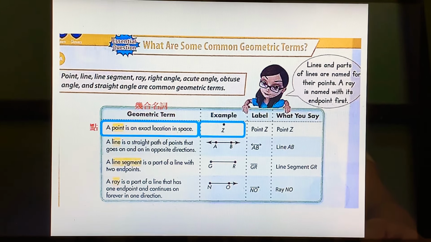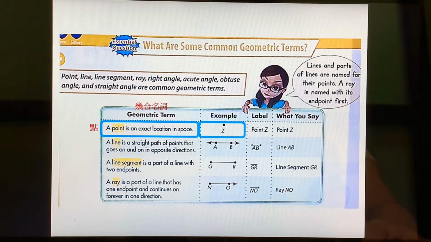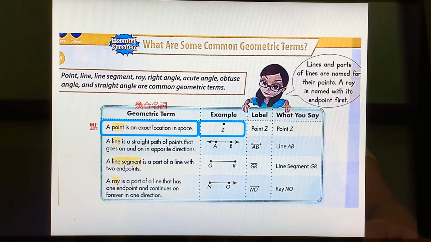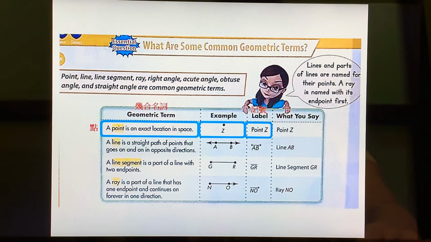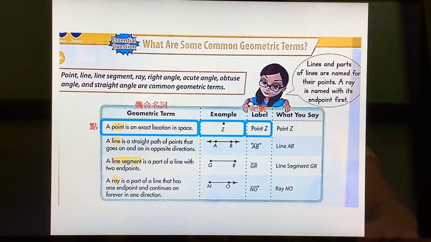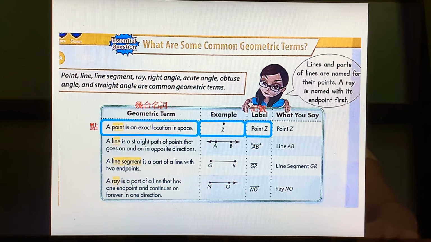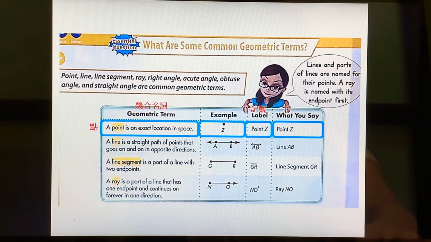Example, a point. This is an example of a point. Draw a dot and write the name of the point. Label. Label is how we write it. This is how we write the point: Point Z. How we read it: Point Z.